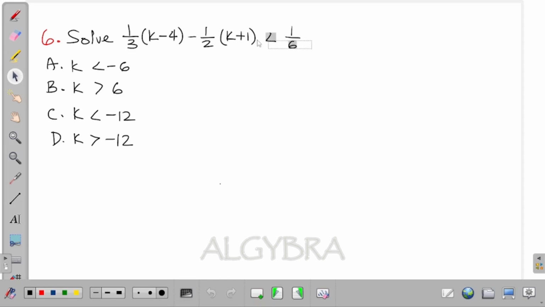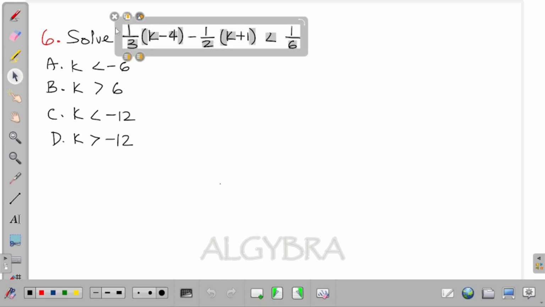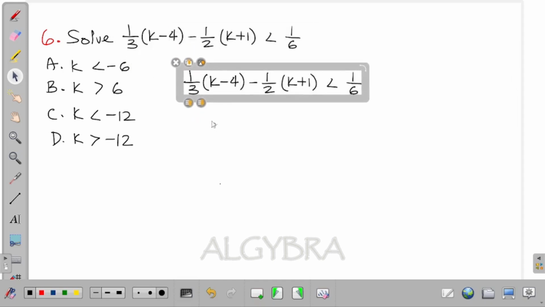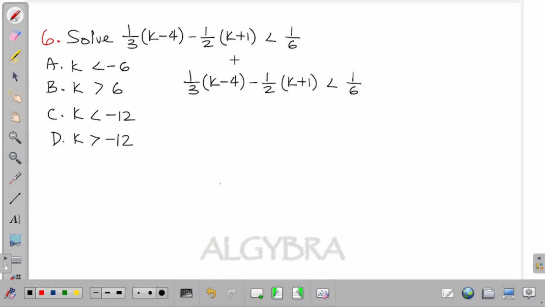Let me copy this down and bring it somewhere here. Now, we have some fractions here: 1/3, negative 1/2, and 1/6. So what we're going to do first is to clear out these fractions. We look at the lowest common multiple, which in this case is 6. If I multiply 3 by 6, I can cancel out. If I multiply 2 by 6, I'm also cancelling out. If I multiply 6 by 6, I can cancel out.